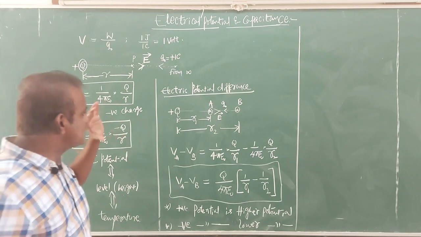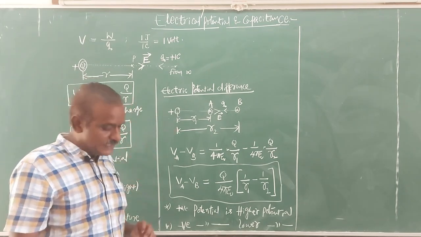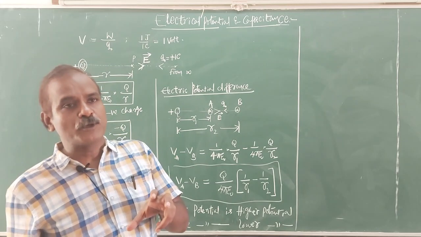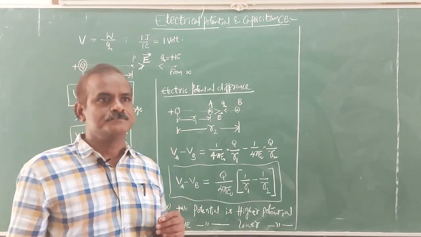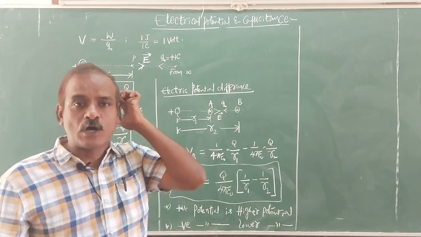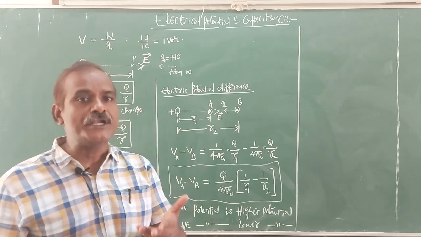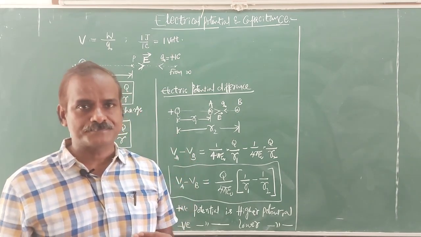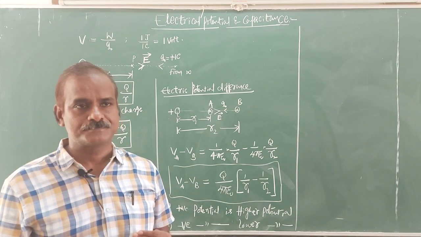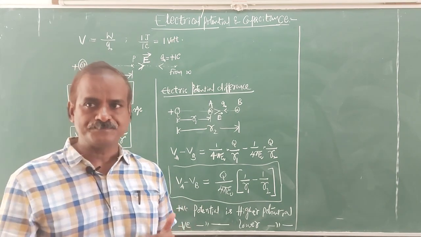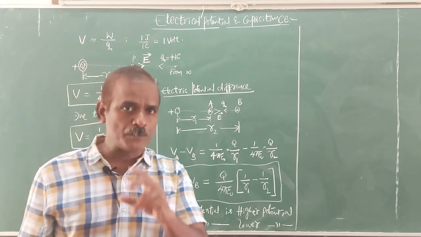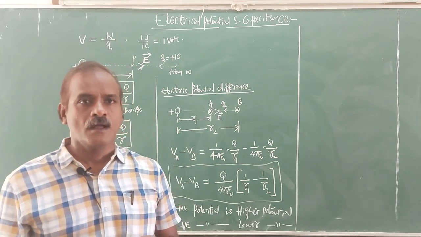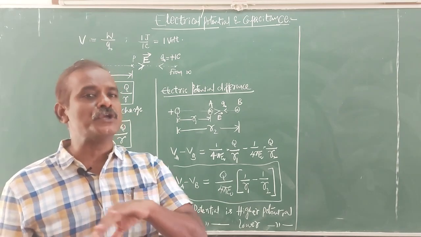Well, with this understanding, let us now write what is the electric potential at a point due to a number of charges. What should be done? It is the algebraic sum of potentials due to individual charges, because potential is a scalar quantity. Therefore, net potential, total potential, is the algebraic sum of potentials due to individual charges.